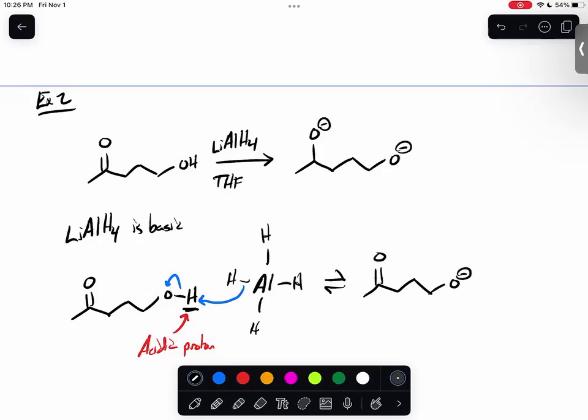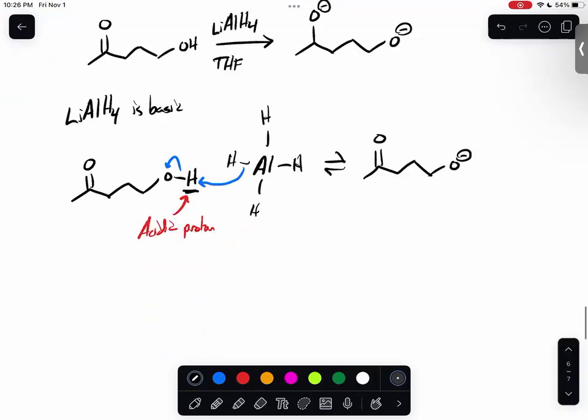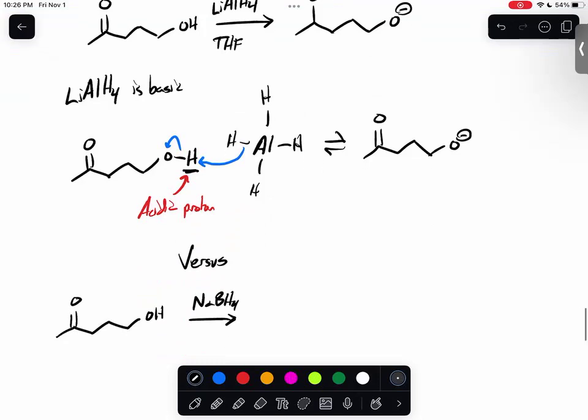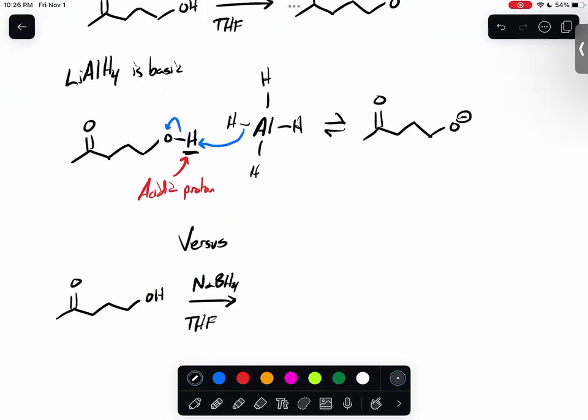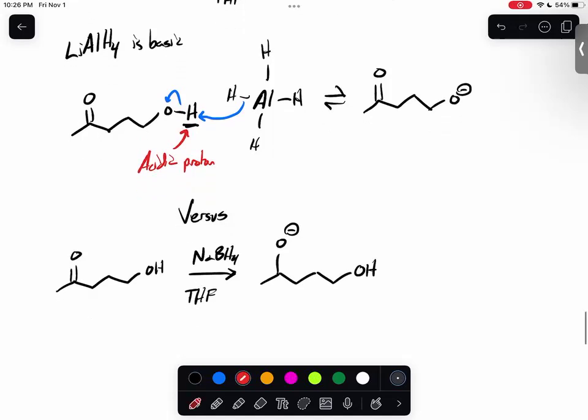Okay? That cannot be said about the same with sodium borohydride. If you were to expose this to sodium borohydride and something like, we were saying, THF, you would end up seeing that the product would still have the alcohol. It would just have that as the O minus. All right? And the importance here is that this solvent that we're using for sodium borohydride doesn't have to be aprotic, which is nice because it's a little easier to use in lab.